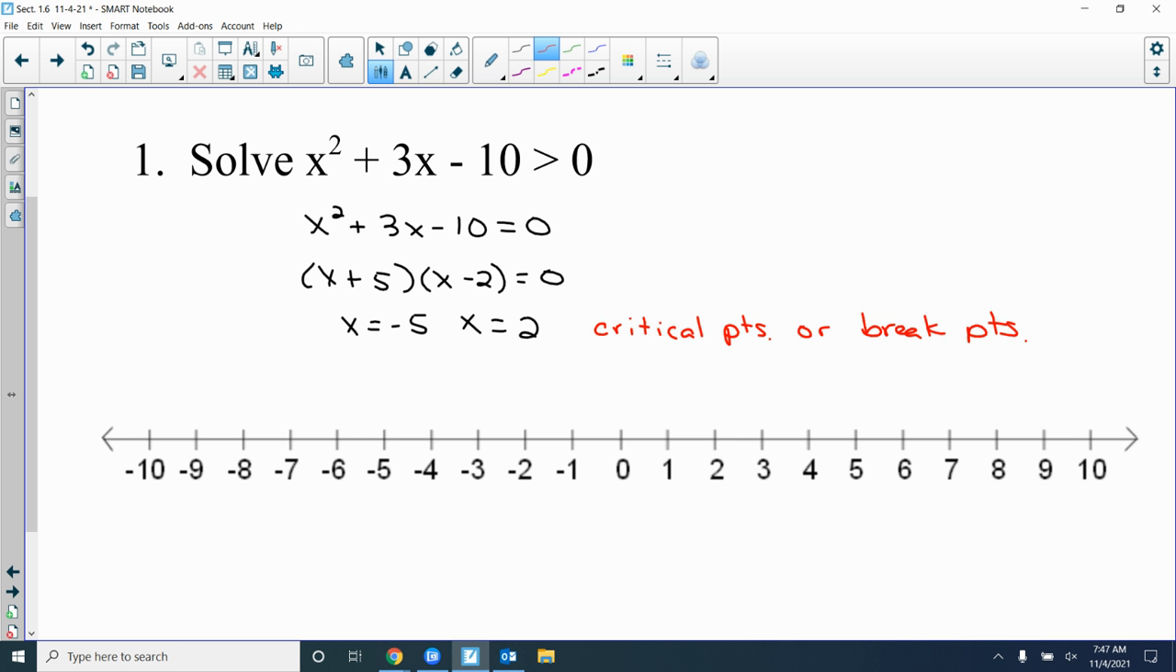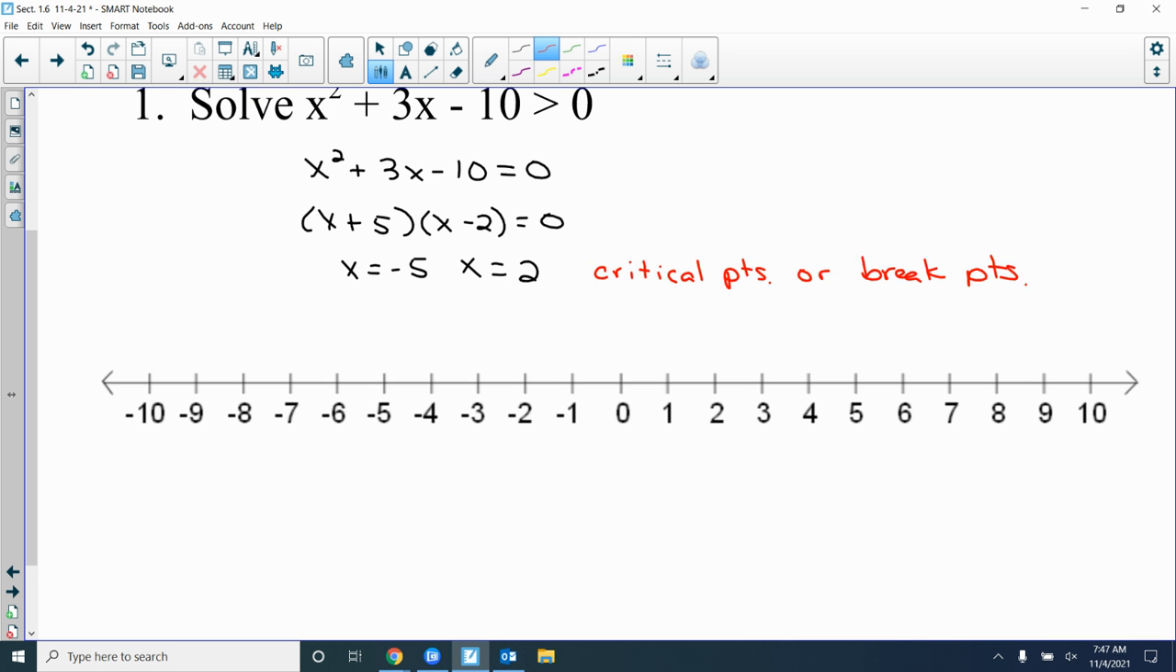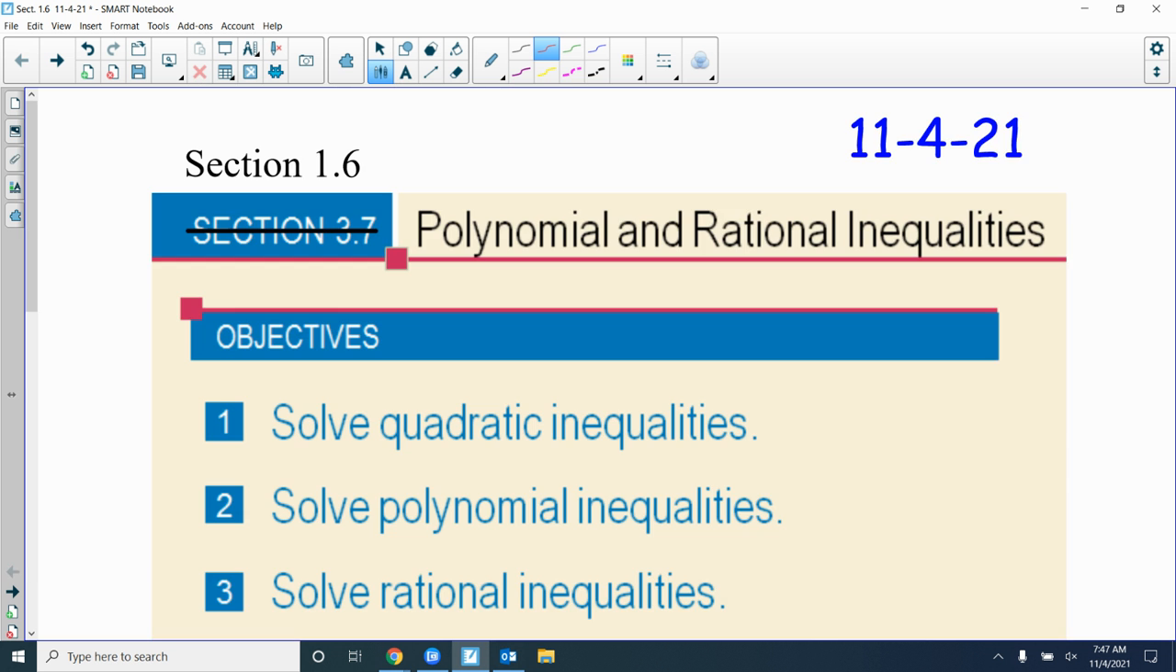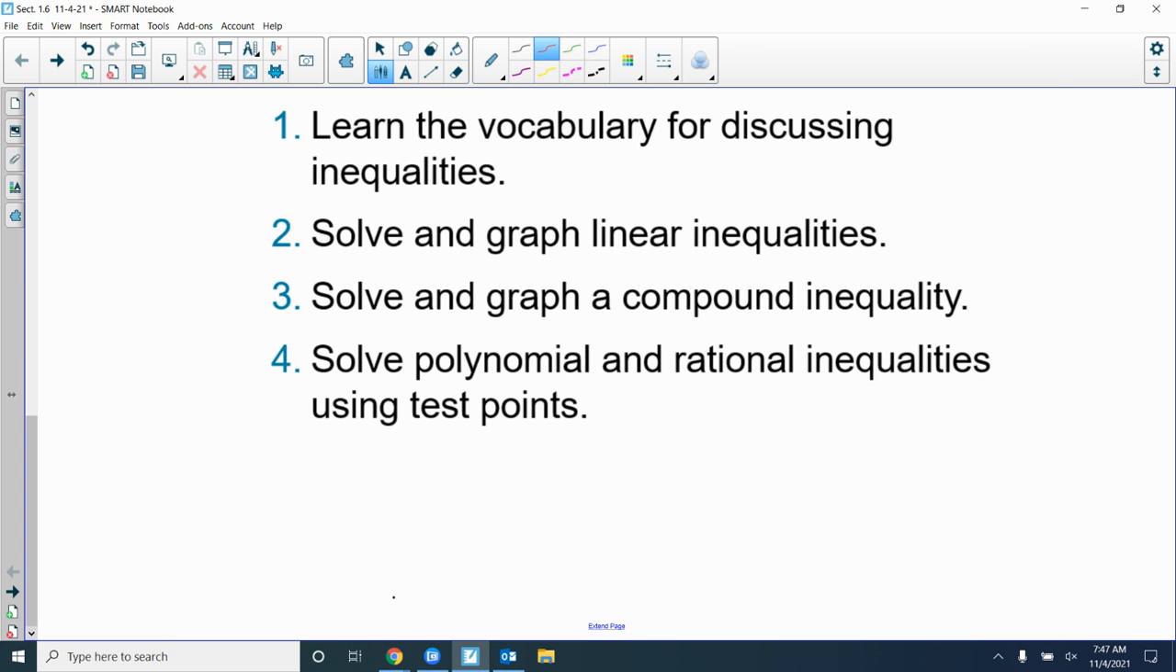So at negative 5, now it has to be greater. It cannot equal 0. So I'm going to put an open dot at negative 5 because it's not allowed to equal it. And I'm going to put an open dot at 2. And so everything else, when you plug it in, will either give you a positive or negative value. Well, I need to pick test points. If you saw at the bottom, it says solve polynomial and rational inequalities using test points. Okay, so we're going to pick test points.